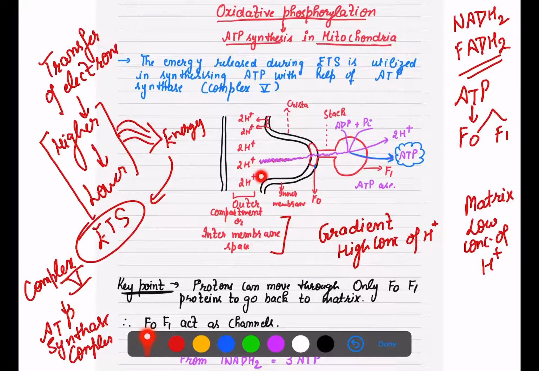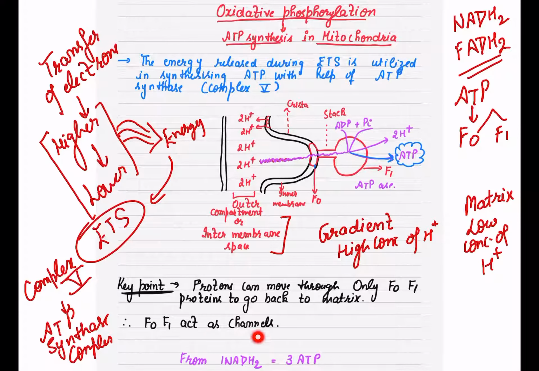So how is it moving? It is moving from the intermembrane space through F1 to the matrix, through the F0 F1 channels. So F0 and F1 here act as a channel.